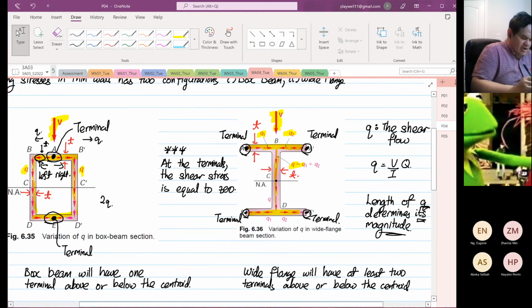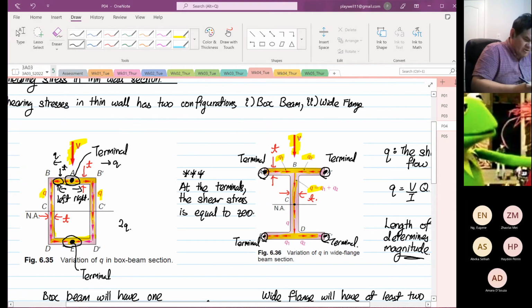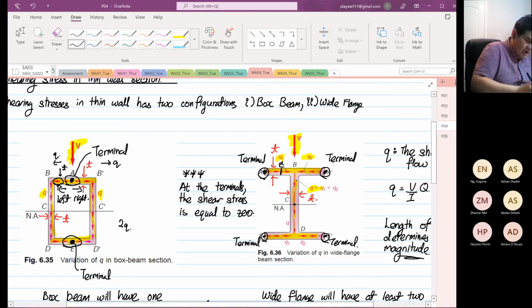Then we know in thin wall analysis there is either going to be a box beam or a wide flange. The difference is the number of terminals. For a box beam, you have one terminal above the centroid and one terminal below. In a wide flange, you can have two or sometimes three terminals. So that is a distinct difference between wide flange and box beam. And if we want to find the stress at point alpha, for a wide flange, you just need to consider this area. Why? Because the terminal on the left hand side and the terminal on the right hand side are independent.